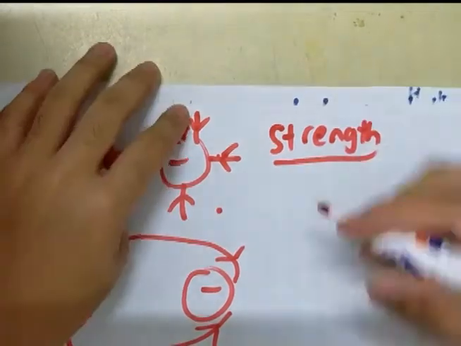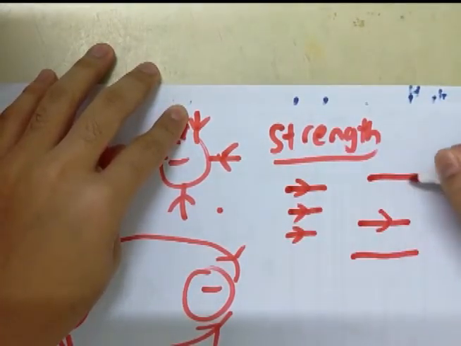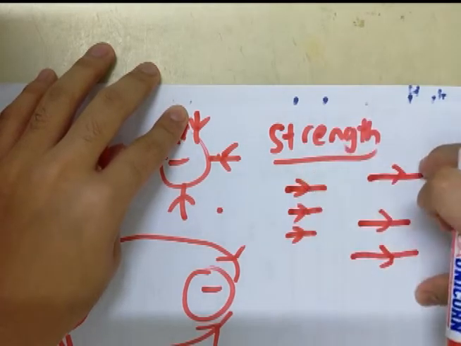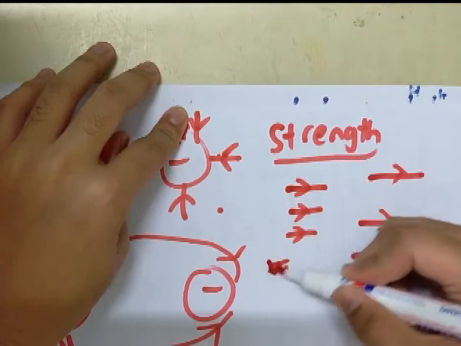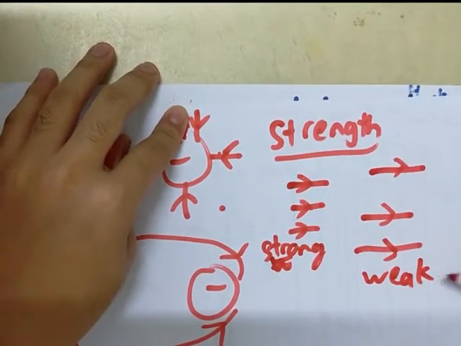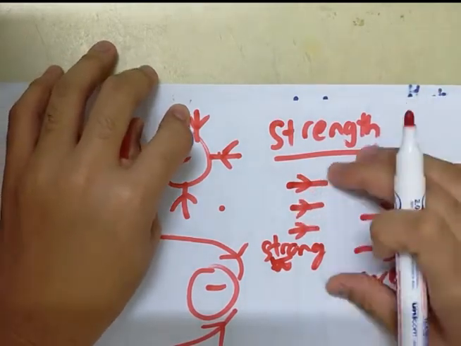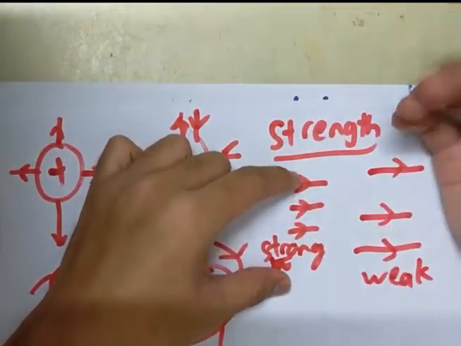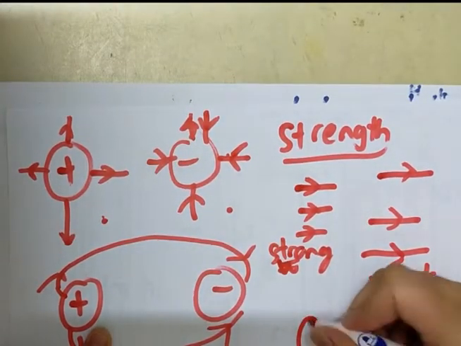Strength of electric field. So this is two electric fields. This would be strong, and this will be weak. The further the distance, the weaker the electric field. The closer the distance between the electric field lines, the stronger it is, just like the magnetic field. Okay, so the same thing goes for this.